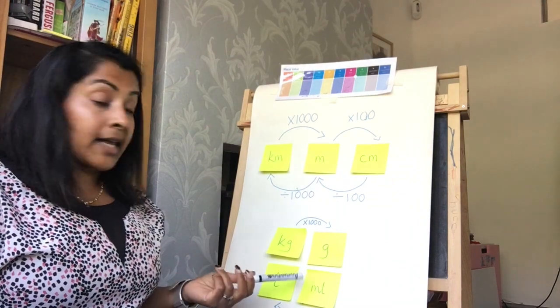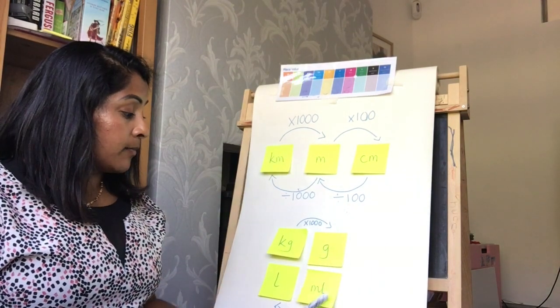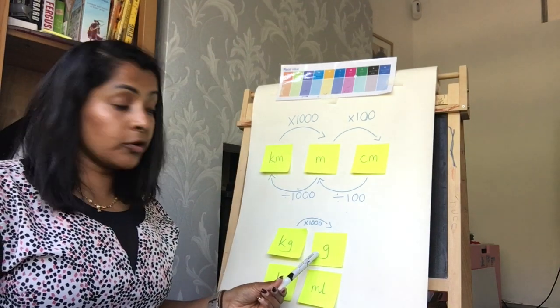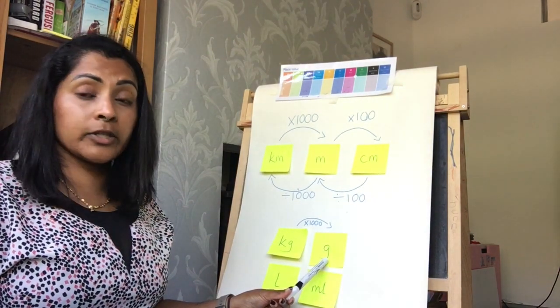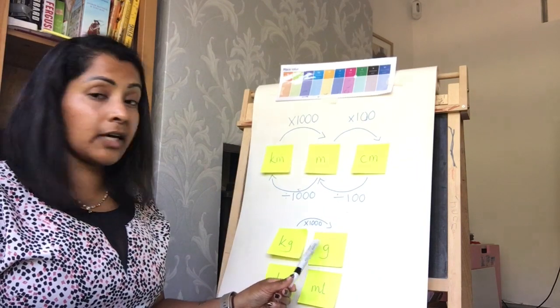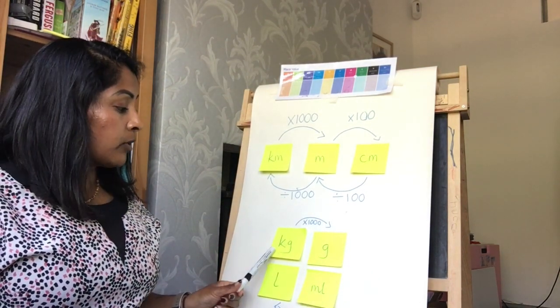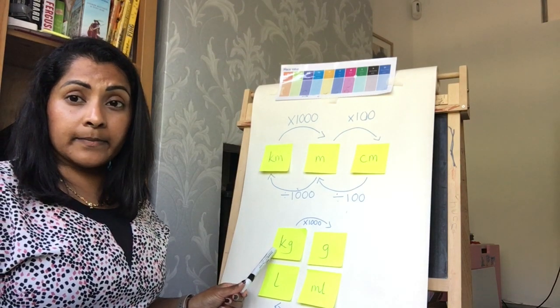Again, the same thing applies for going from grams to kilograms. If I had 2,500 grams of flour, and I wanted to work out how many kilograms that was, it would be 2,500 divided by 1000, and that would give me my answer in kilograms.